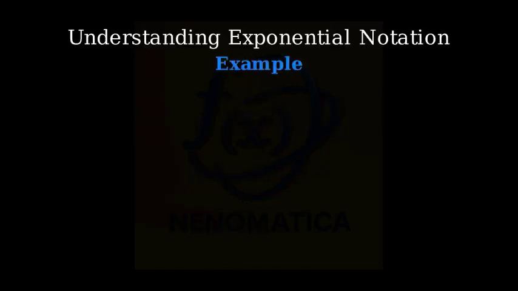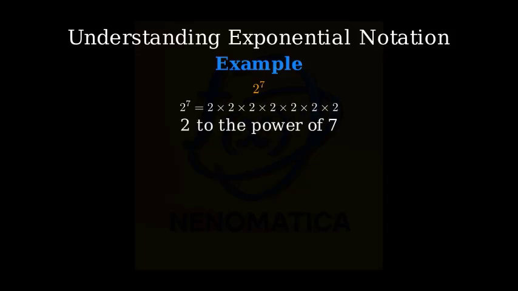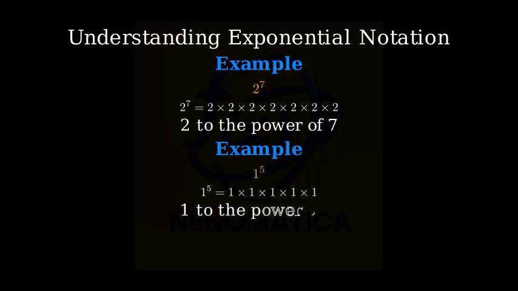Let's look at our first example. Here we have 2 raised to the 7th power. This can be expanded as 2 multiplied by itself 7 times. This is read as 2 to the power of 7, or simply 2 to the 7th. Our second example is 1 raised to the 5th power. This expands to 1 multiplied by itself 5 times. Since 1 multiplied by itself any number of times remains 1, this expression equals 1. We read this as 1 to the power of 5, or 1 to the 5th.